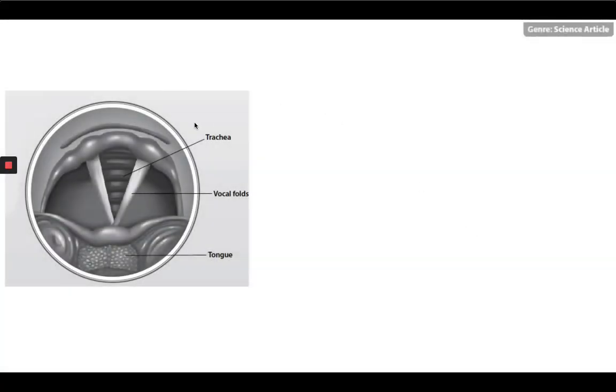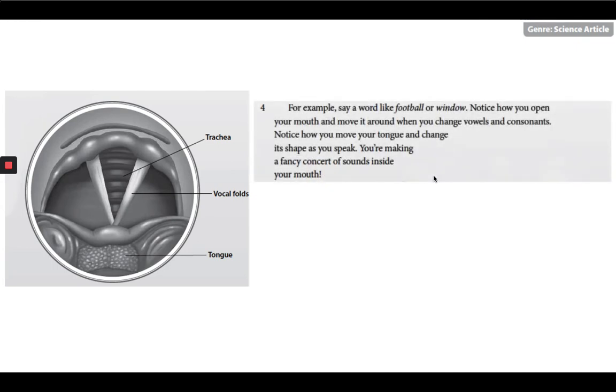So if you look here, this is the trachea. These are the vocal folds, and this would be your tongue. So this would be looking in the back of somebody's throat. For example, say a word like football or window. Notice how you open your mouth and move it around when you change vowels and consonants. Notice how you move your tongue and change its shape as you speak. You're making a fancy concert of sounds inside your mouth.